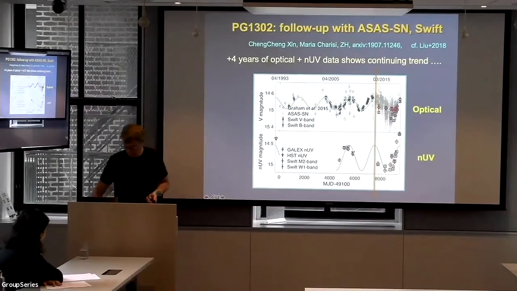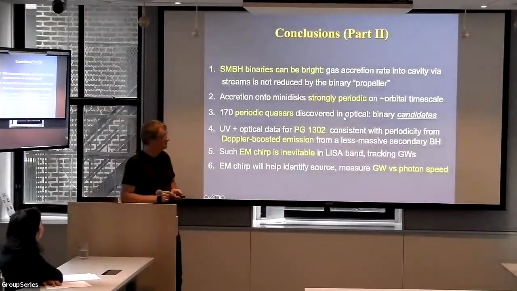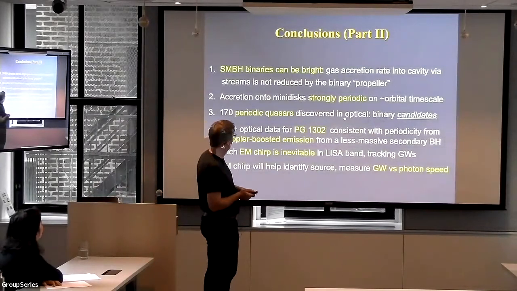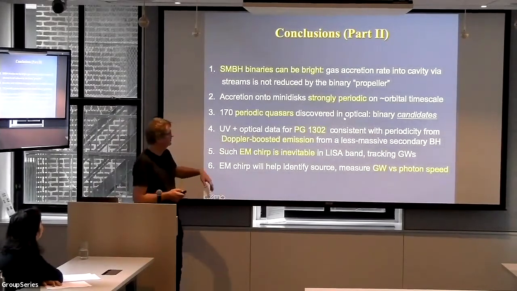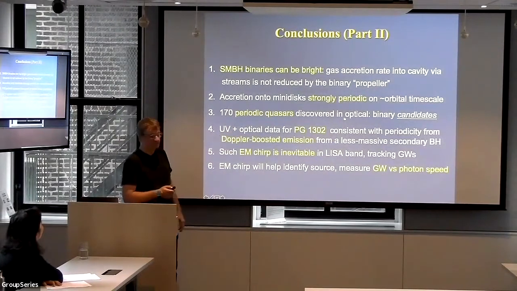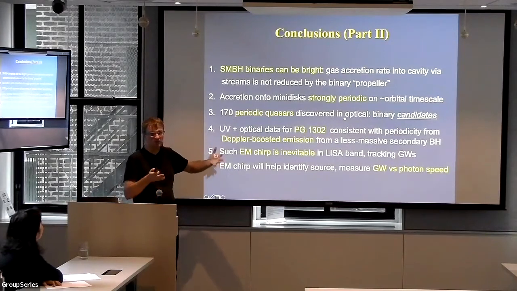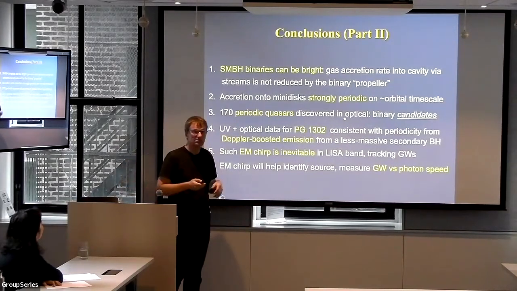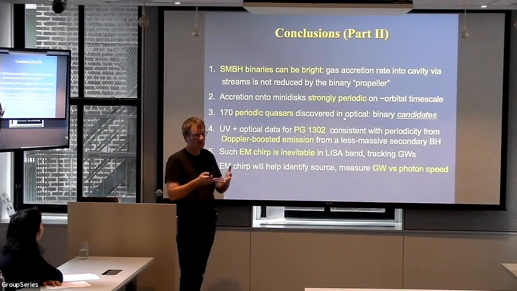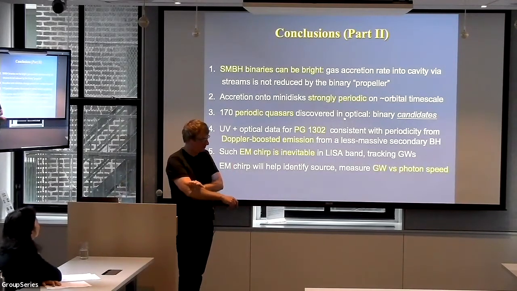So I'm going to stop, and actually this is my conclusions from part 2, but most of them I didn't say. I just put it up here in any case. I think periodicity is just one of the few signatures we can use to look for unresolved black hole binaries. So I'll stop there. Thanks.